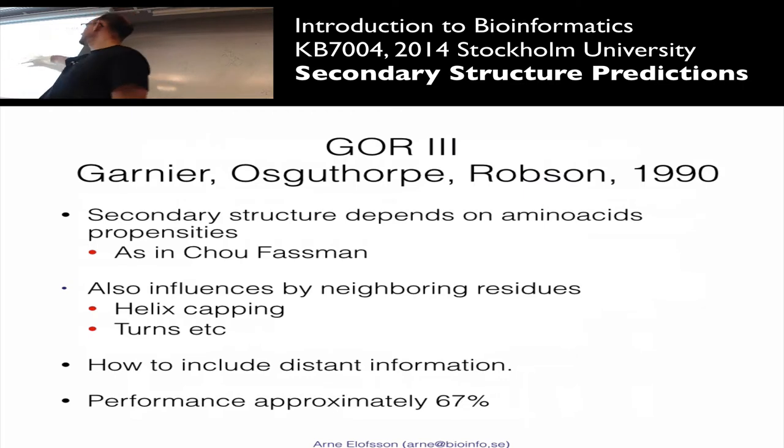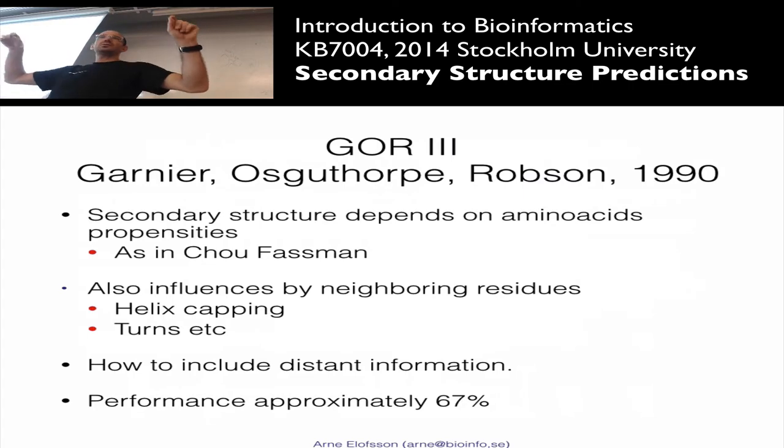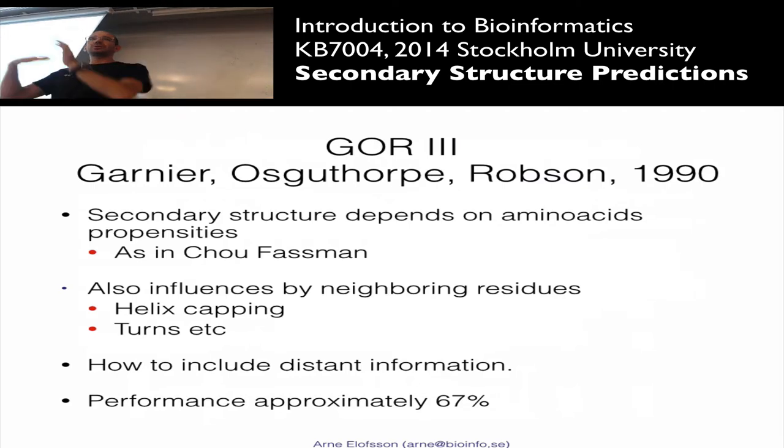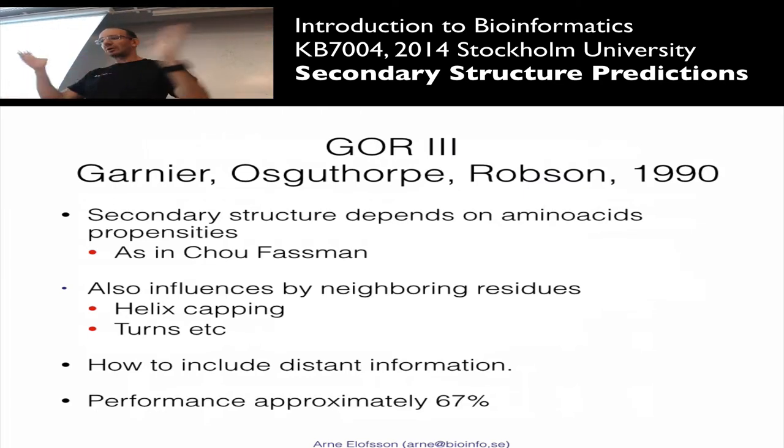And the idea here is really that you want to take the influence of neighboring residues. So we had this helix capping. If you have a capping residue in one position, you know that you have a helix before that, and not after it, for instance. And of course you can look at a window. If you want to predict the secondary structure of one residue, the whole idea is that you look at the window.